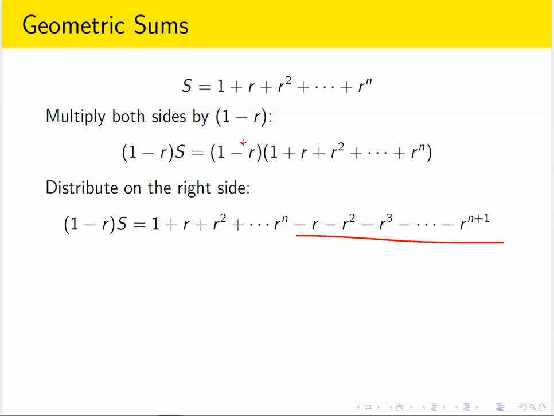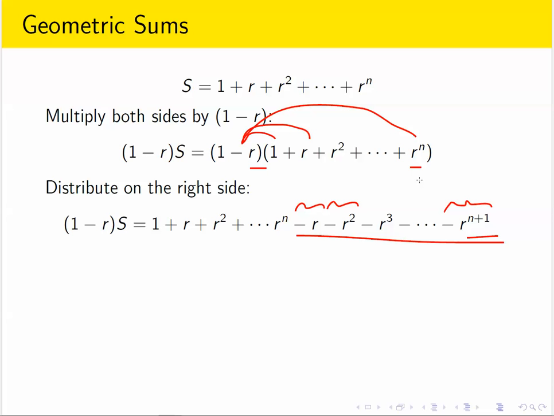So minus r times 1 is what gives me this minus r. Minus r times r is what gives me this minus r squared. And minus r times r to the n is what gives me the last term, minus r to the n plus 1. Multiplying r times r to the n gave me r to the n plus 1.